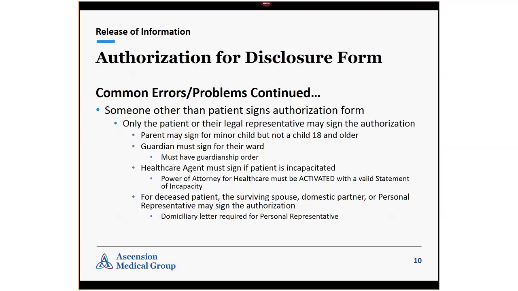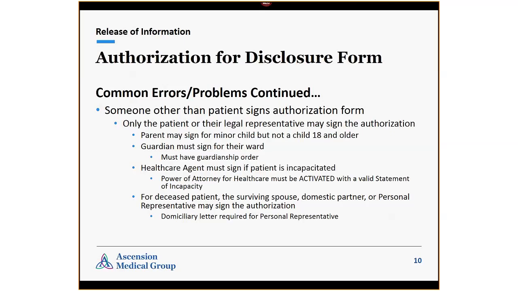Then we occasionally have someone other than the patient sign. Only the patient or their legal rep may sign the authorization. A parent may sign for a minor child, but once that child turns 18, in the eyes of the law, he or she is an adult and must sign their own consents and authorizations. A guardian must sign for their ward, and we must have a signed guardianship order on file. A healthcare agent must sign for an incapacitated patient, and there must be an activated power of attorney for healthcare on file with a valid statement of incapacity.